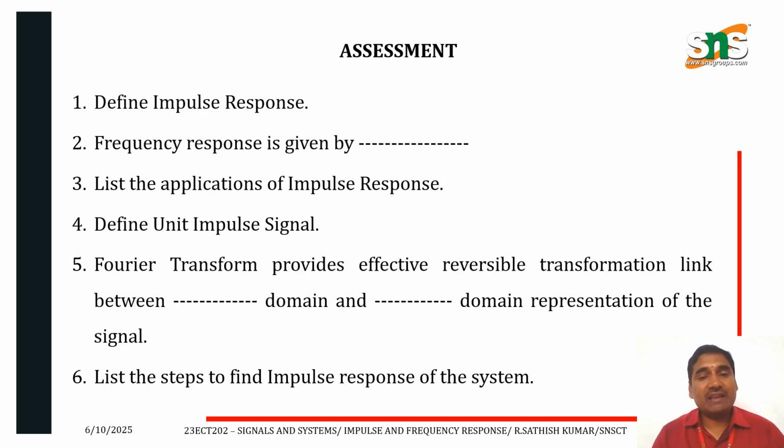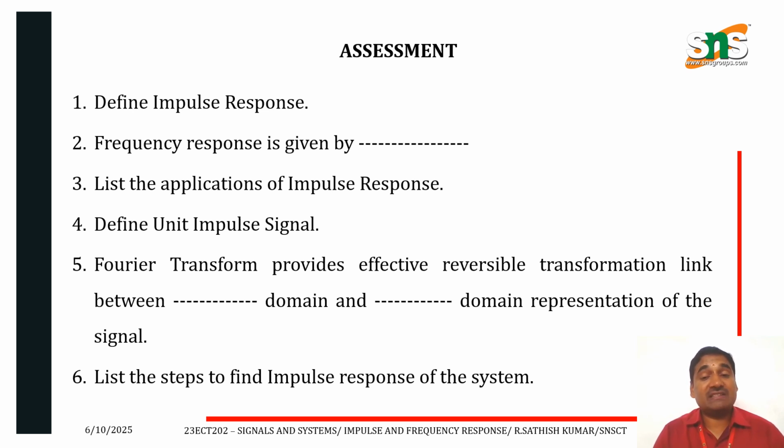Now we can see the assessment. Define impulse response. Impulse response means the unit impulse is applied to a linear time invariant system, which gives the output as impulse response. Frequency response is given by H of omega is equal to y of omega divided by x of omega. List the applications of impulse response. It is used in system characterization and biomedical applications, etc. Define unit impulse signal. See, del of t is equal to 1 for t is equal to 0, 0 for t not equal to 0.